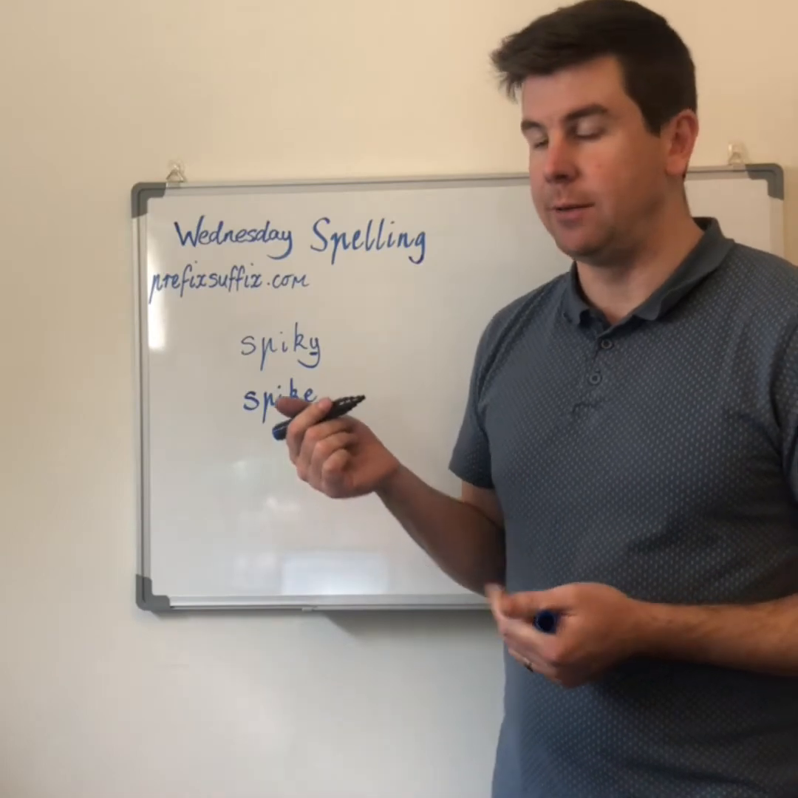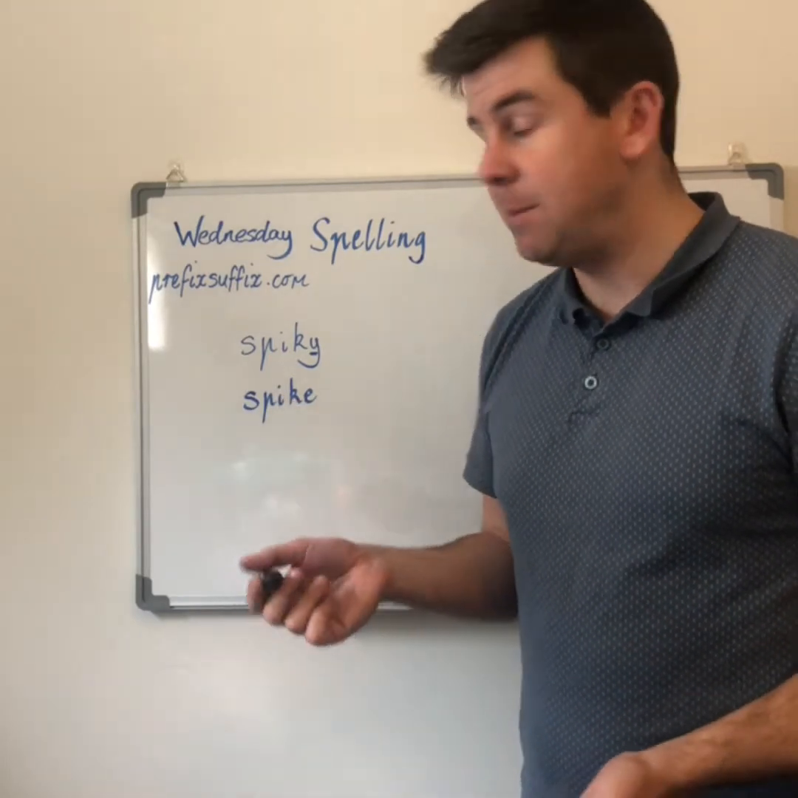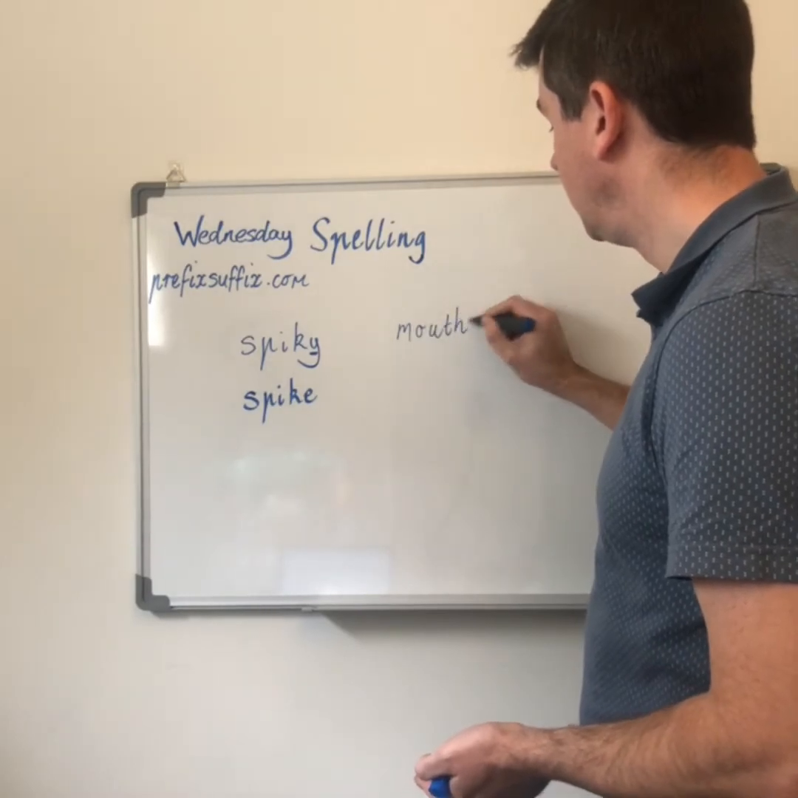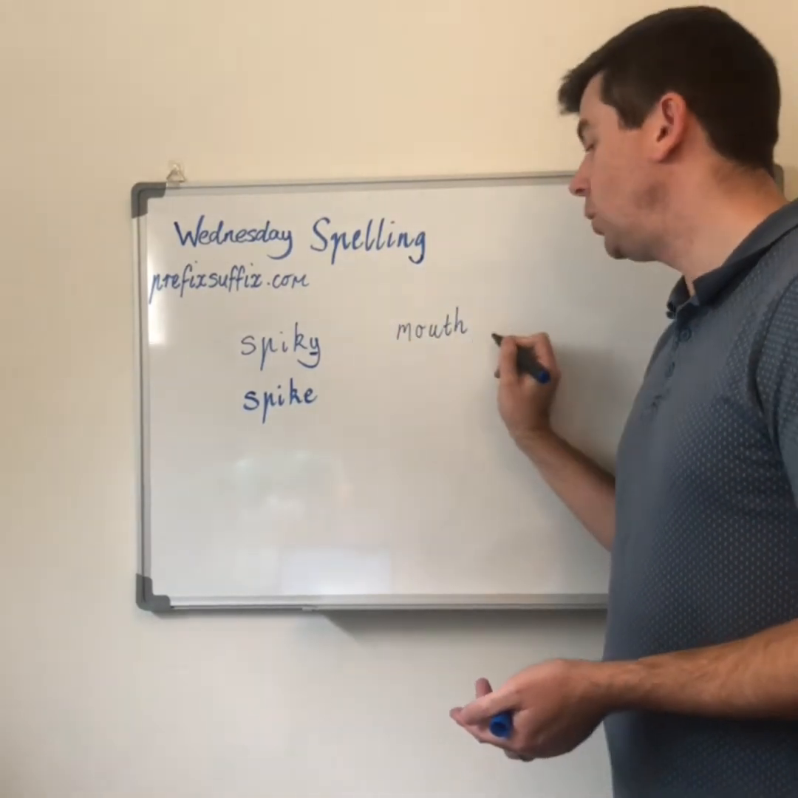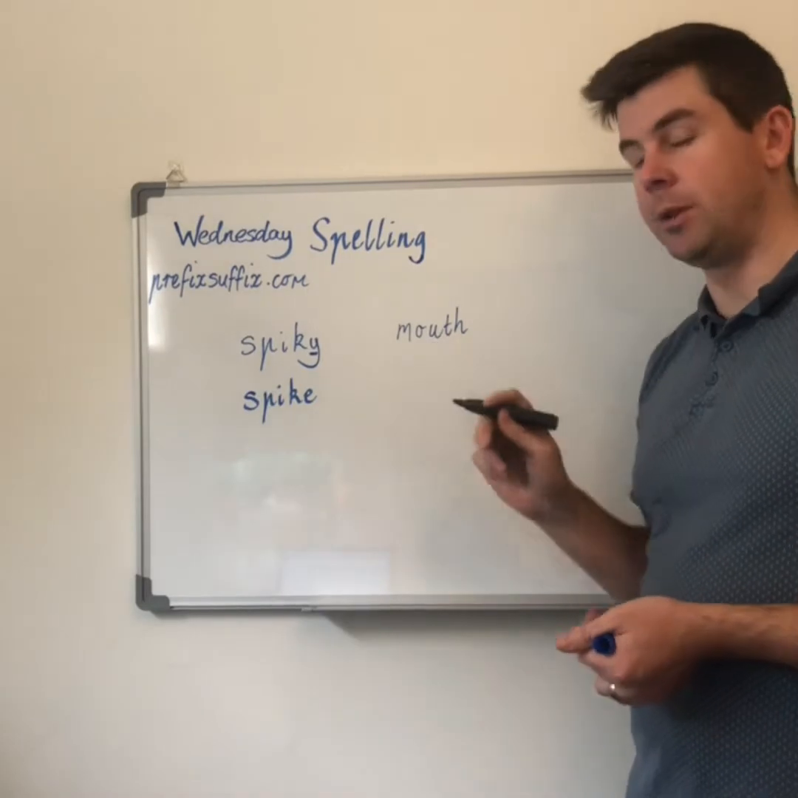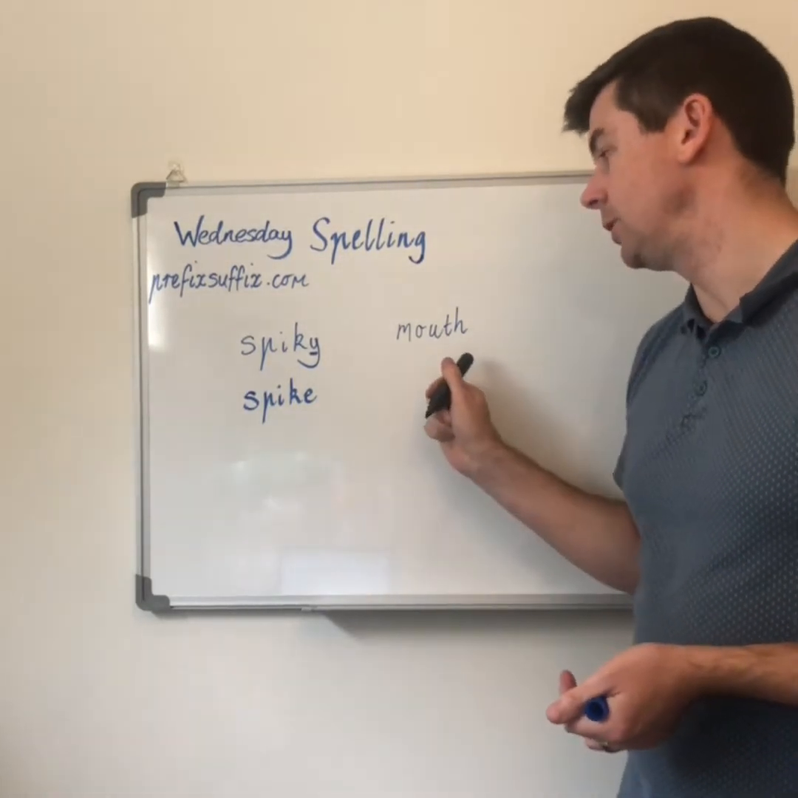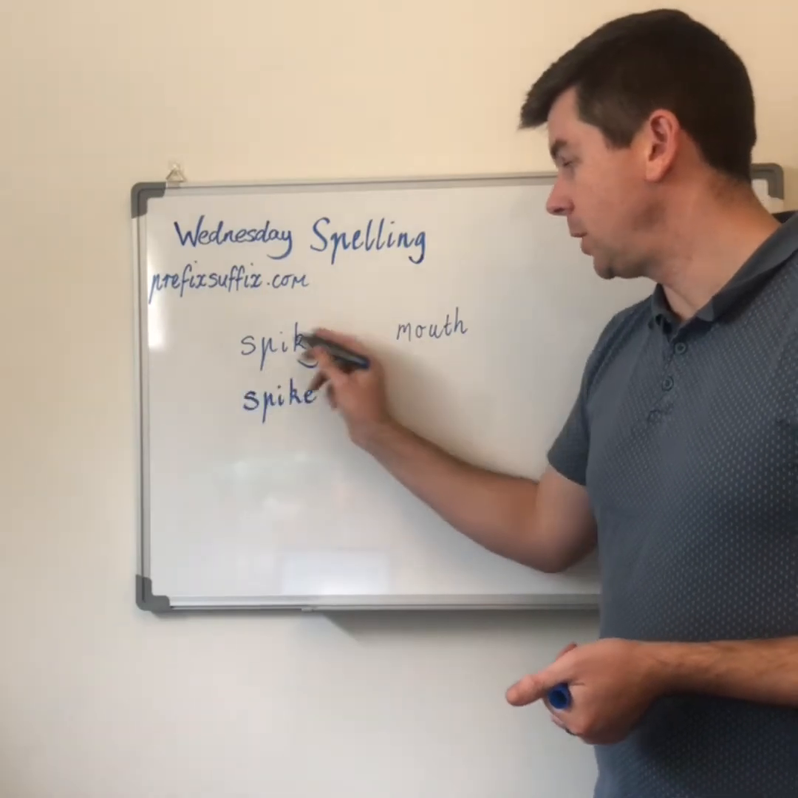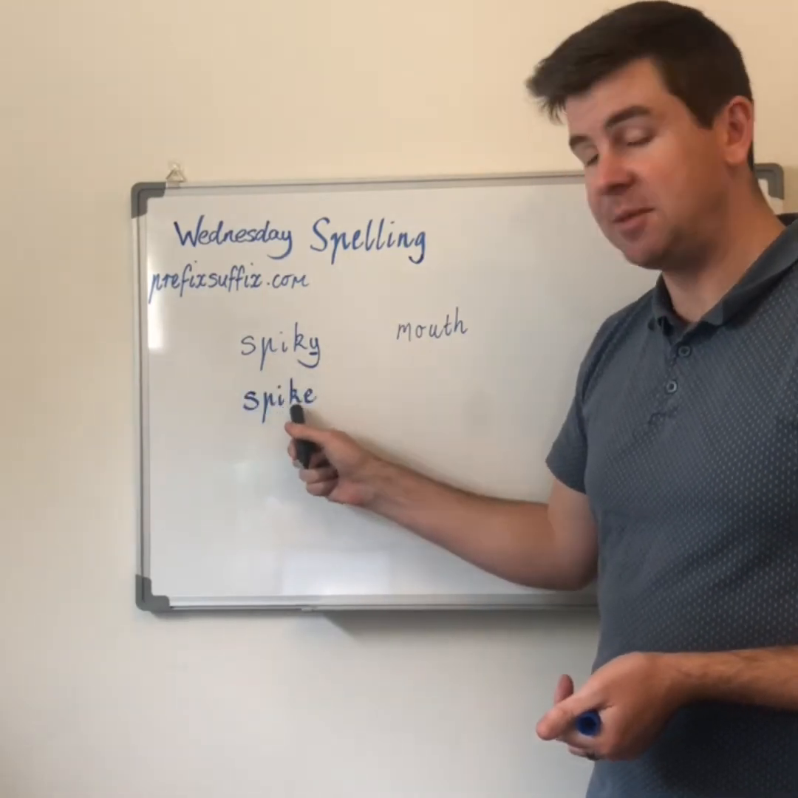Sometimes you will have a word that is a base word, so it could be mouth, and that doesn't have any prefixes or suffixes on it, so we know that's a base word there. Okay, so these are the two examples I'll be using. So with the first example, we've got our spelling word of spiky. We've found the base word of spike.